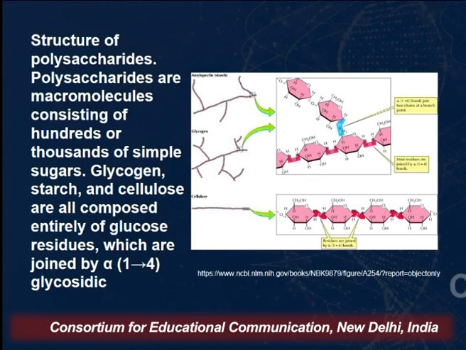Now, if we see the structure of the polysaccharides which is shown over here, we can see that it contains hundreds of thousands of simple sugars. So, glycogen, starch, cellulose, these are all polysaccharides which are made up entirely of glucose residues. Each of these glucose residues is connected to one another with the help of alpha 1,4 linkages or the glycosidic bonds which are shown over there, and if there is any branching, this branching takes place with the help of 1,6 linkage. So, there is a branching which is there. Many a times these branched long chains of glucose residues can be found in the case of the glycogen molecules.